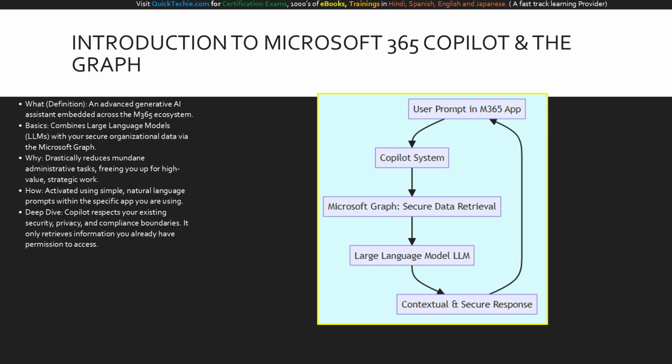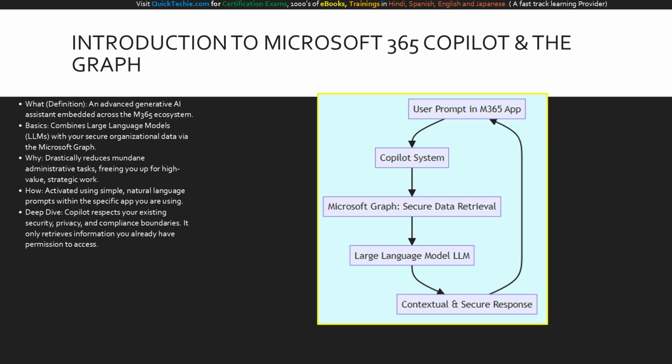Take a look at this architecture flow on the screen. It starts on the top left with you, the user, entering a prompt within a Microsoft 365 application. Notice that this request doesn't just go straight to a public AI model. First, it routes through the Copilot system down to the Microsoft Graph. The Graph securely retrieves your relevant organizational context, like recent files or emails you have access to.